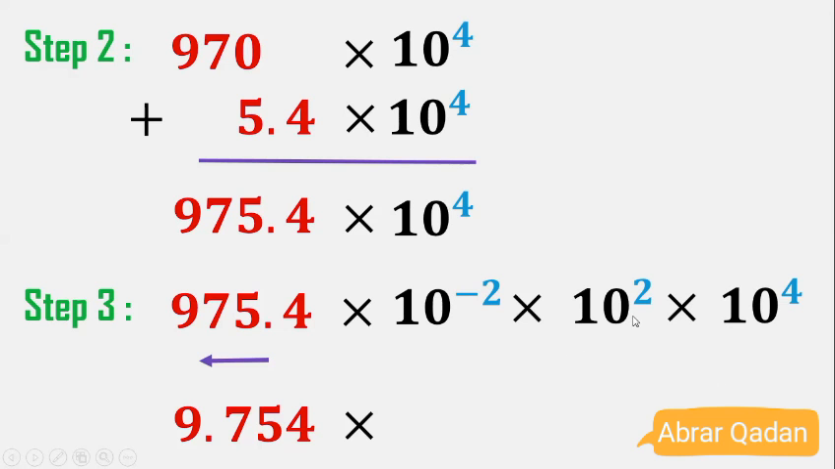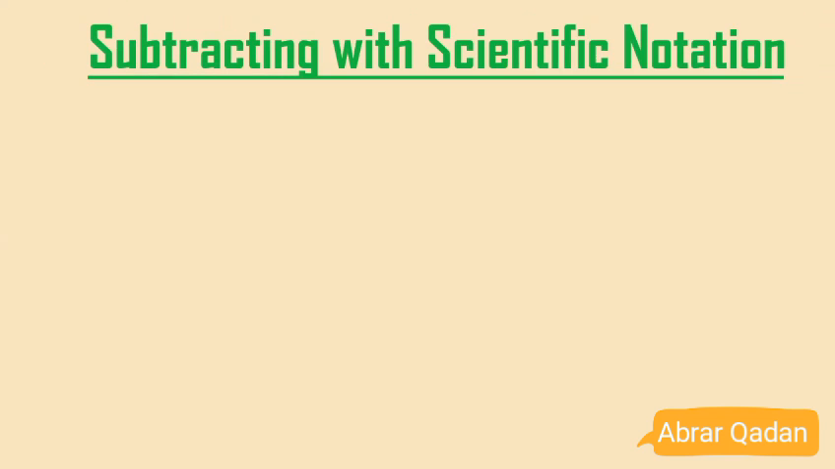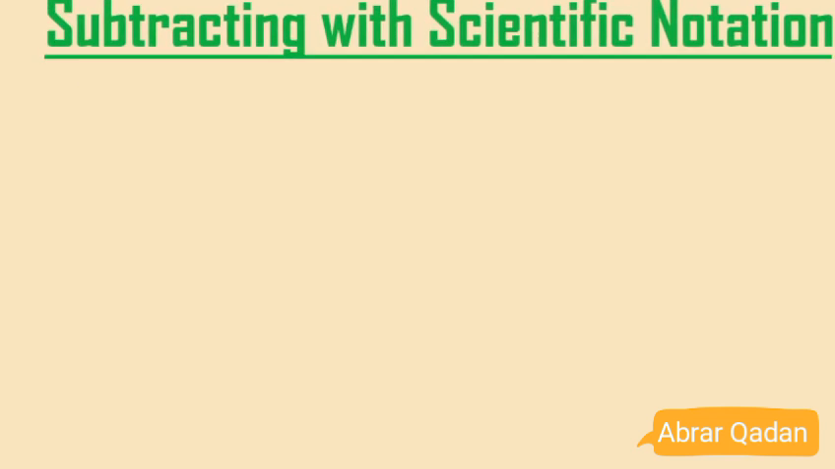And we have to make the balance for the solution. If we multiply by 10 to the power negative 2, we have to multiply by 10 to the power 2. So when we multiply exponents, this means we have to add them to get the answer 10 to the power 6. Okay, now let's talk about subtracting with scientific notation.